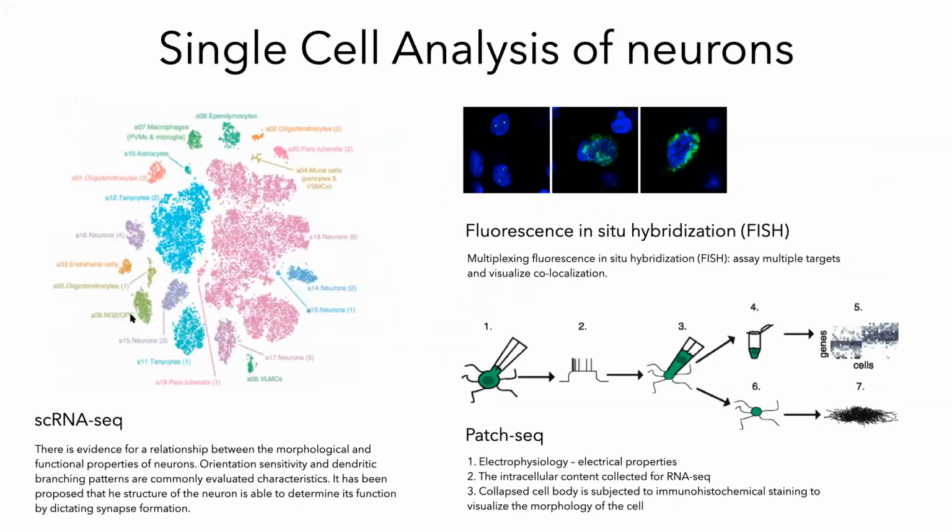So first of all, these are the outputs that we are expecting. And the relationship that we're looking for is the morphological and the functional properties of neurons. The sensitivity and how they function together is what we're trying to understand. And in this specific project, there's a combination of fluorescence in situ hybridization, or FISH, so that we can look at co-localization of specific types of expression.